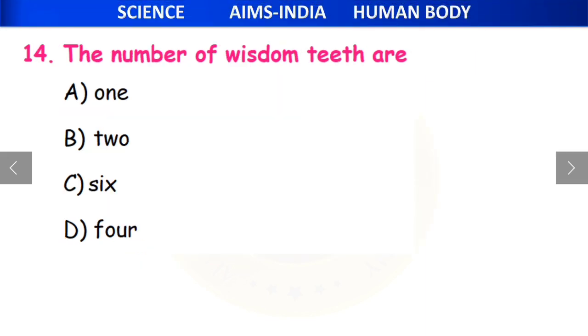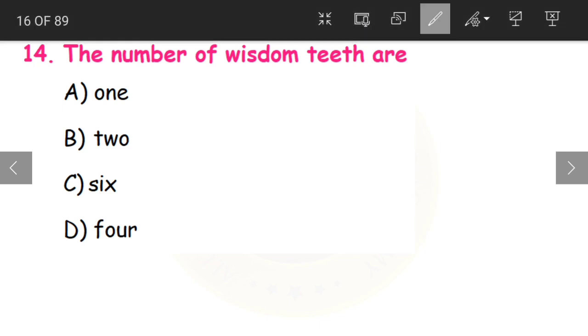Clear children? Now 14th question. The number of wisdom teeth are. So how many are there? 1, 2, 6 or 4? So we will be having 2. So wisdom teeth, 2.